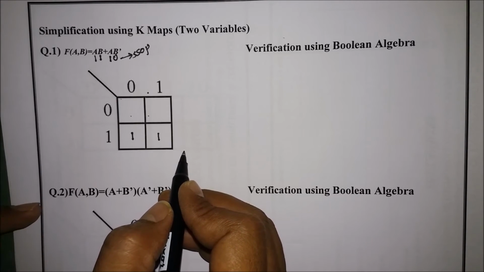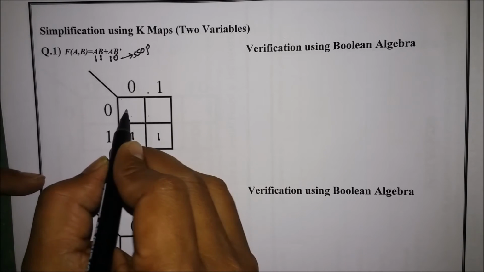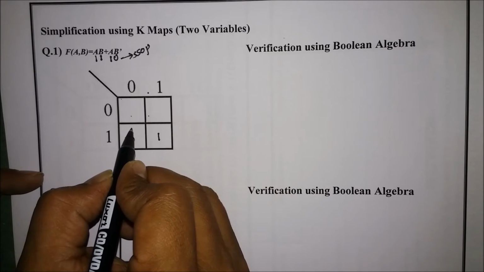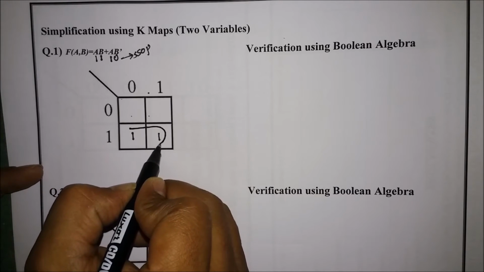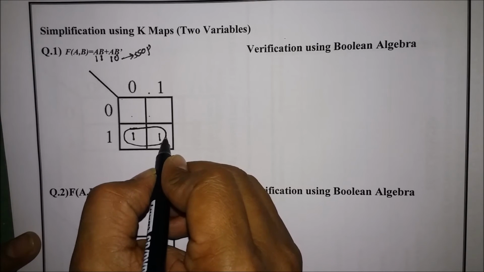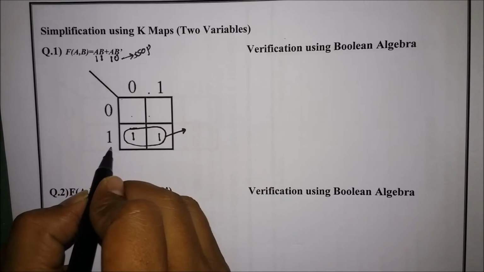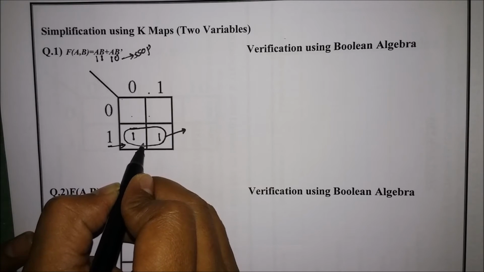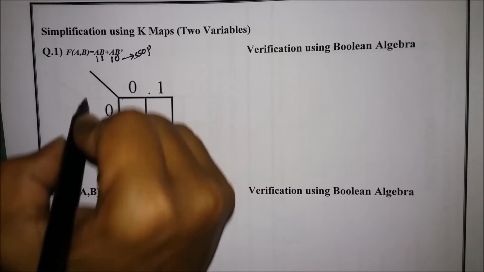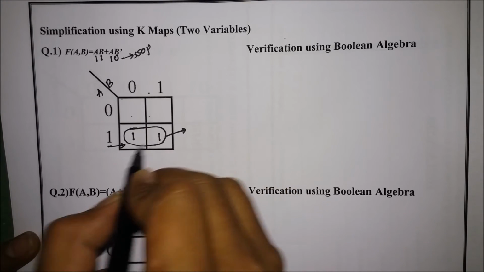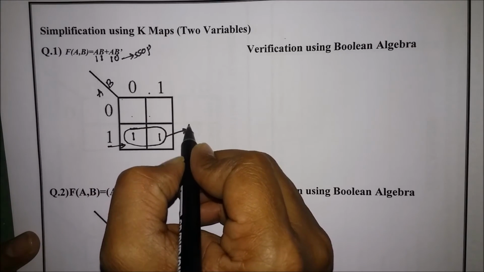Now I need to look for the grouping. The maximum possibility grouping is 4, but it is not possible. So the next possibility grouping is 2. After grouping, now observe this one in the horizontal direction. The value of A is not changing, it is A and B. Now the answer will be A itself.